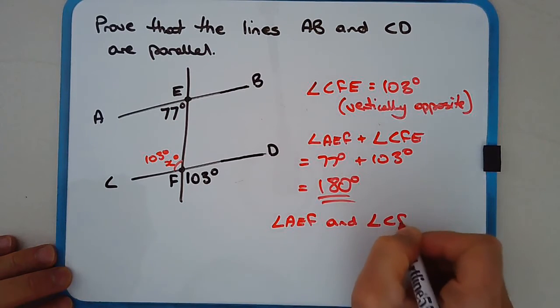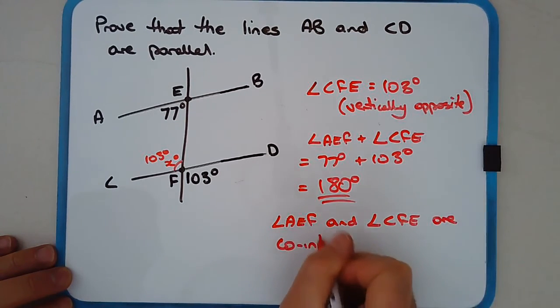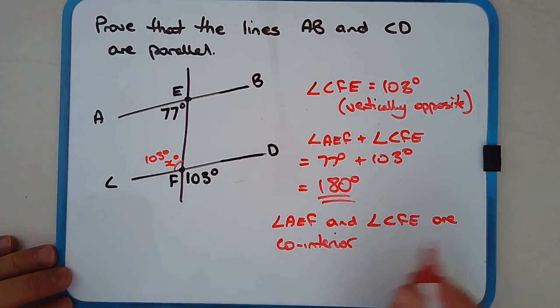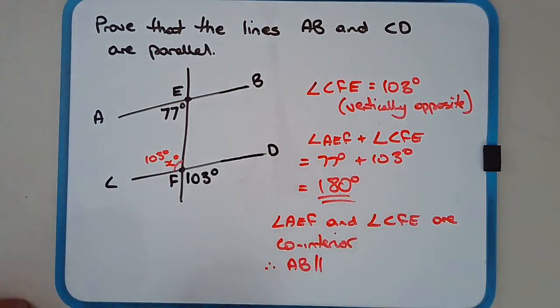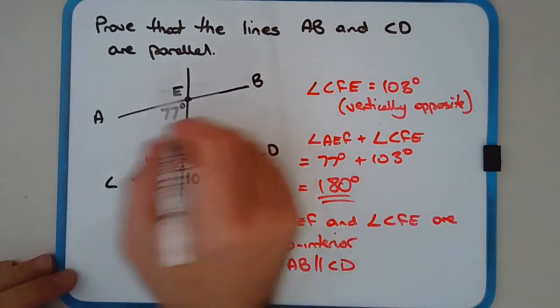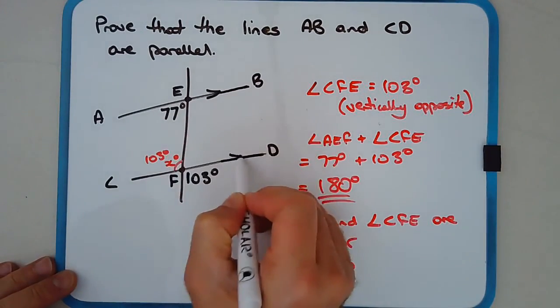Angle AEF and angle CFE are co-interior. Therefore, AB is parallel to CD. This symbol here means parallel to. So AB is parallel to CD. And that's just a very basic proof, but can we now place the arrows on the parallel lines AB and CD? Now we can.